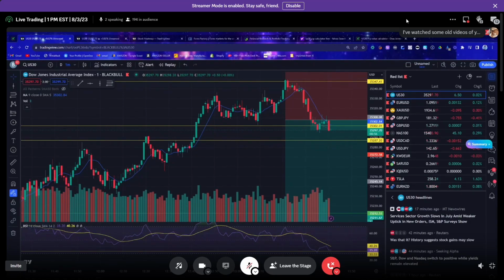All right, it seems that we have some support in this area. I'd like to see it push past this area. Once we get down here, we should be smooth sailing.